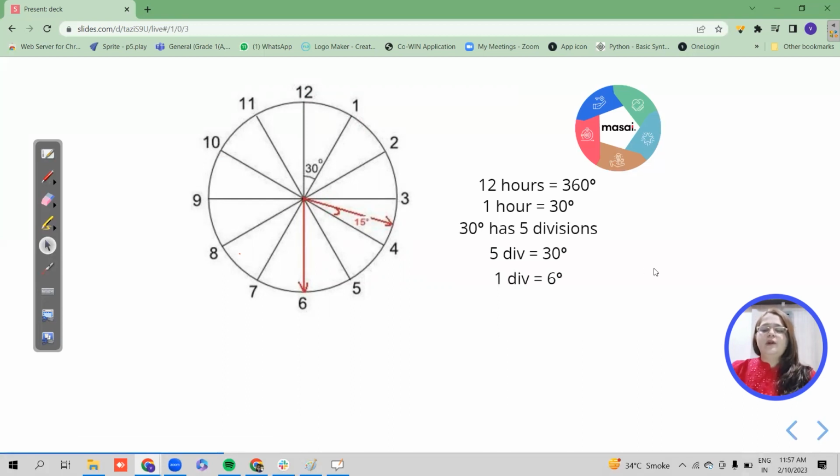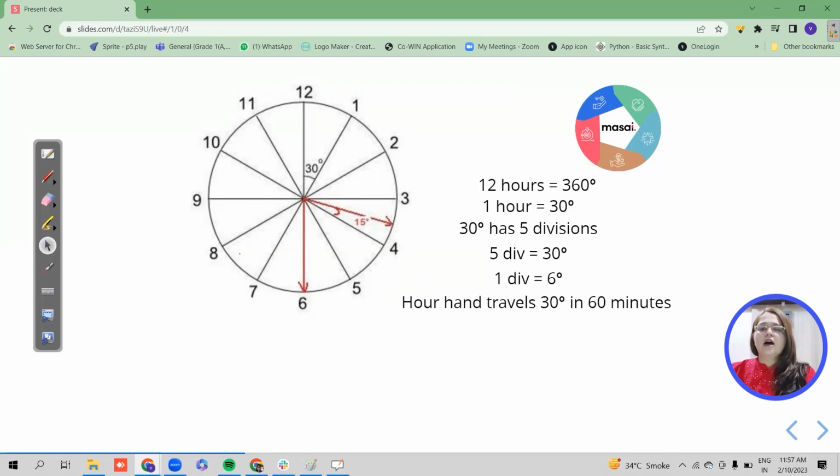Now we all know that when we look at the clock, between 12 to 1, 2 to 3 and 4 to 5, in every hour there are 5 subdivisions, correct? In the entire clock there are 60 subdivisions, and 60 divided by 12 gives you 5 subdivisions. Each division is an angle of 6 degrees. Simple, 30 divided by 5 gives you 6.